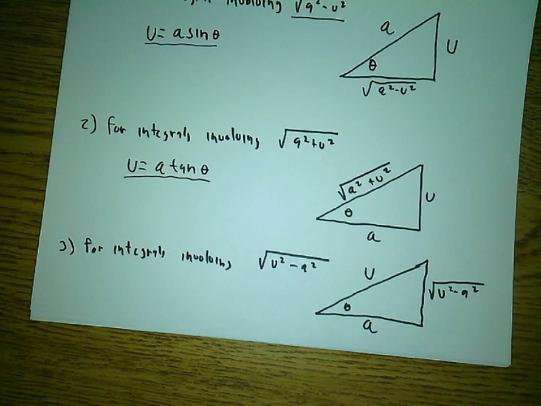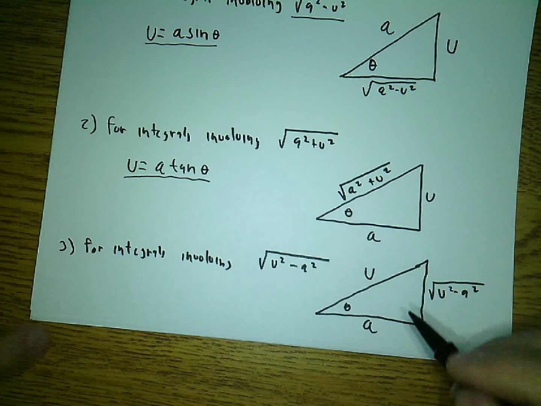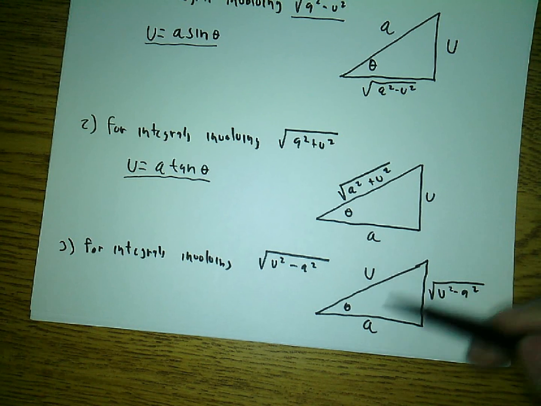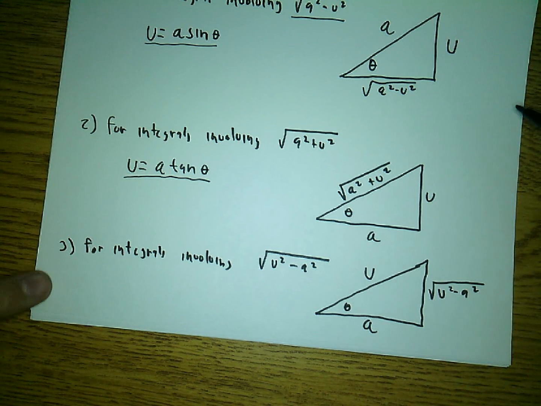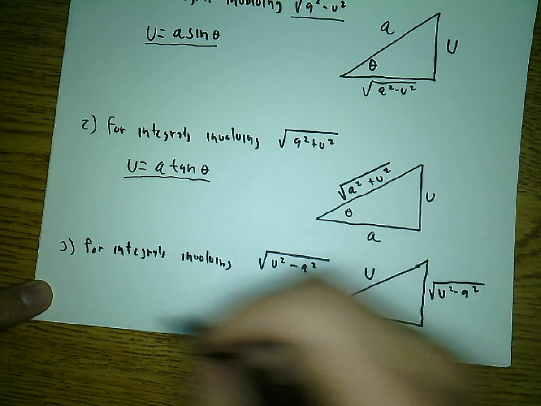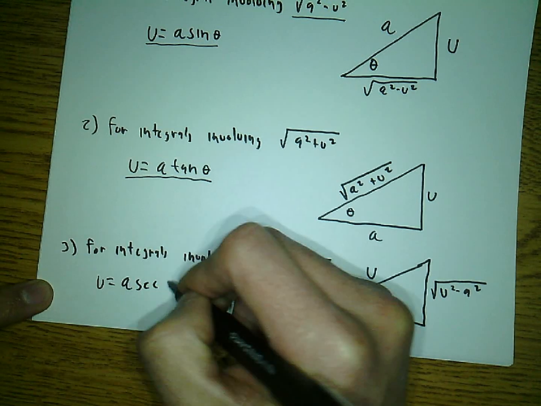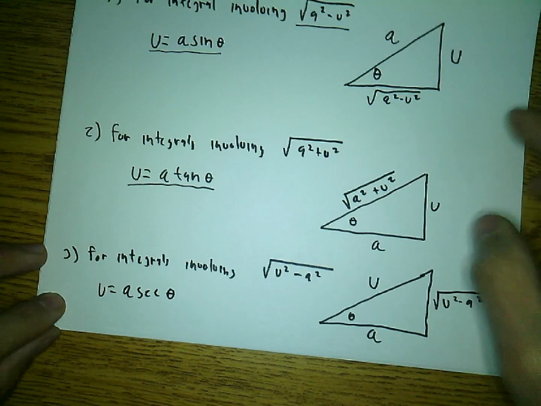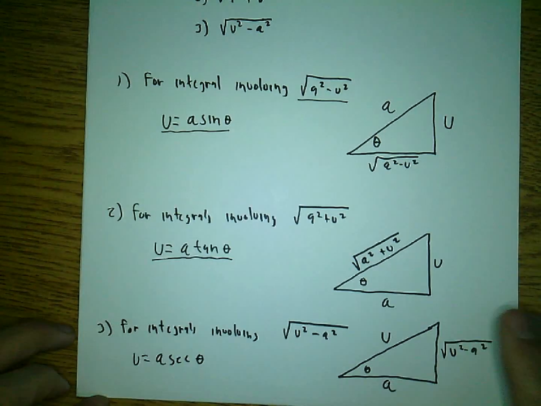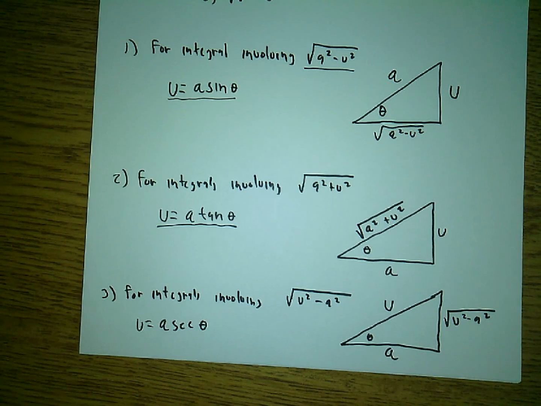Okay? And when you run into this type of problem, the ratio that you're interested in would be secant. So here's my question. What's the secant of this triangle? What's the secant of theta? It would be hypotenuse over adjacent, so that would be u over a, which means u would be equal to a secant of theta. Okay? So go ahead and make sure that you have all 3 rules written. And that takes care of the 3 scenarios that we're going to run into.